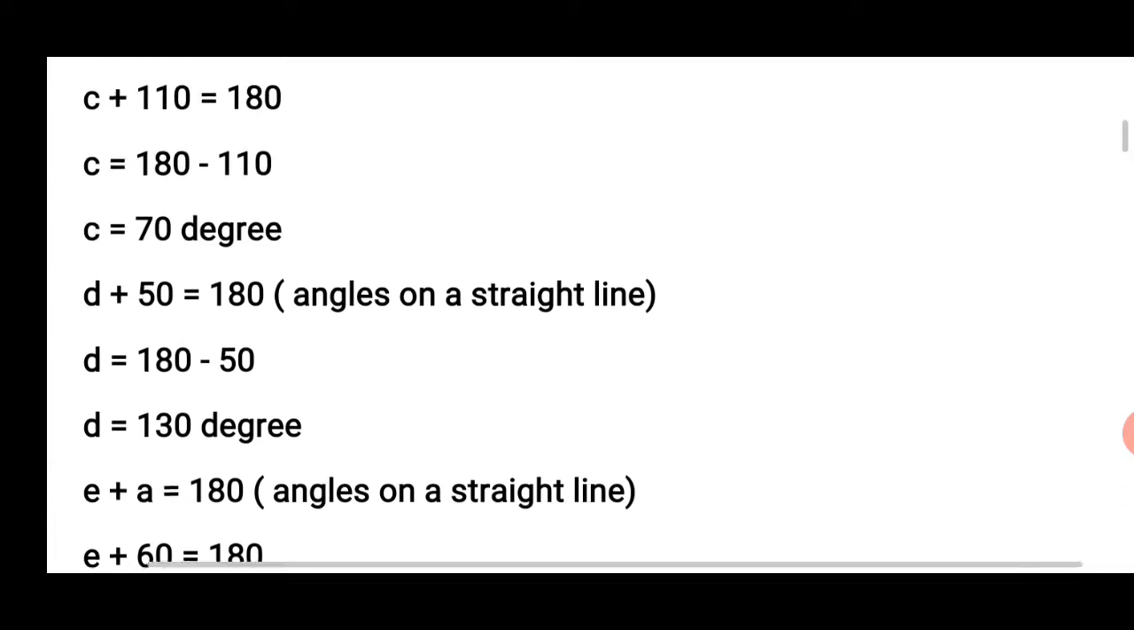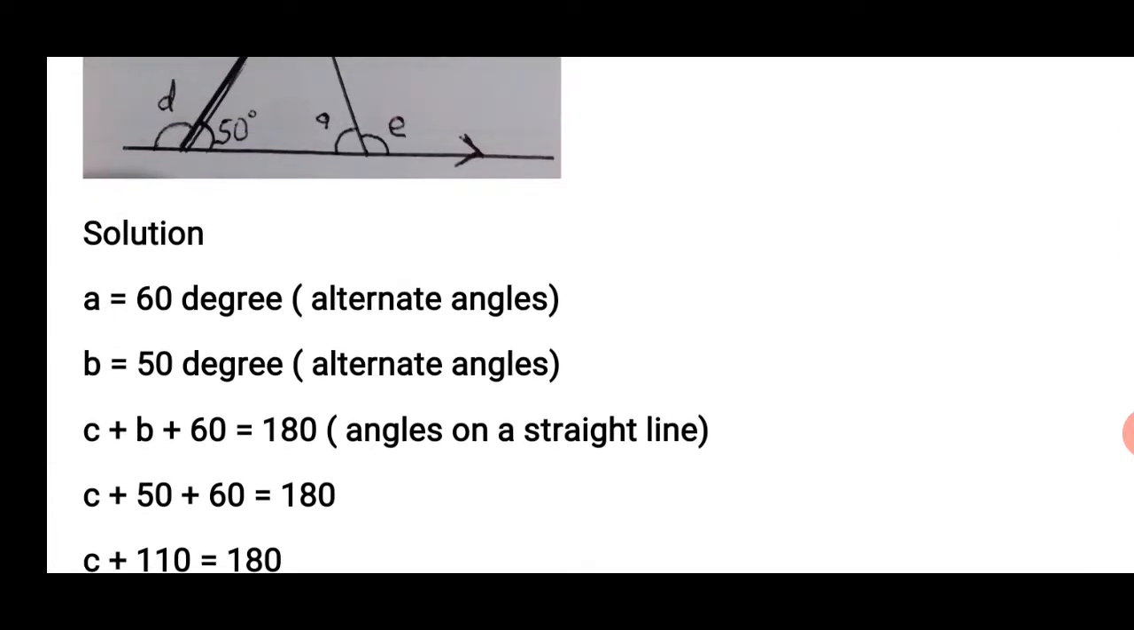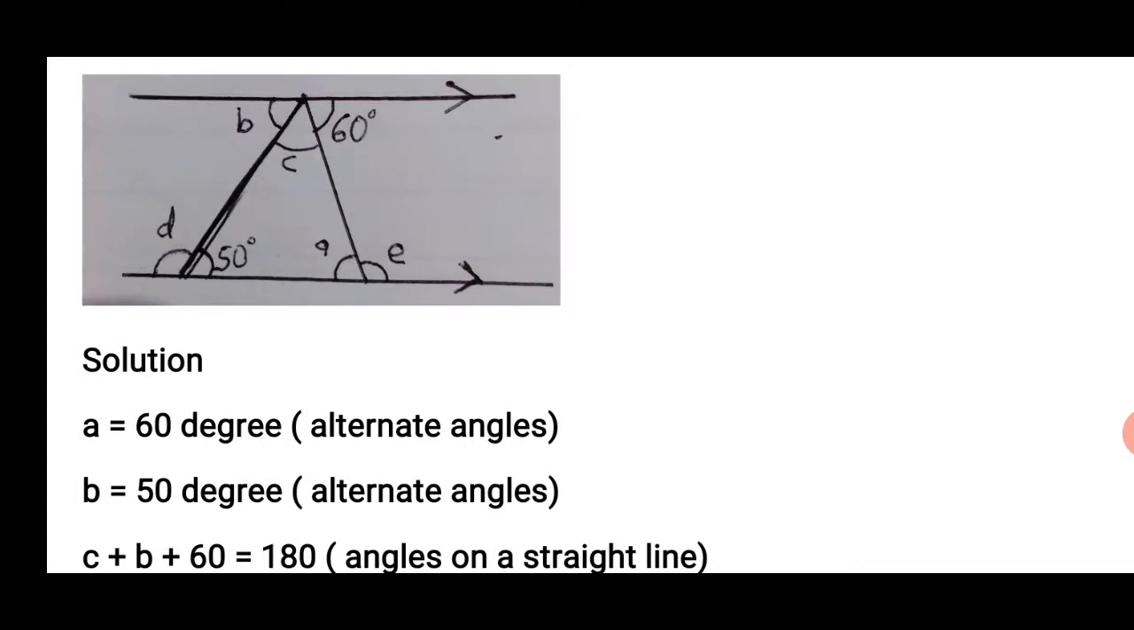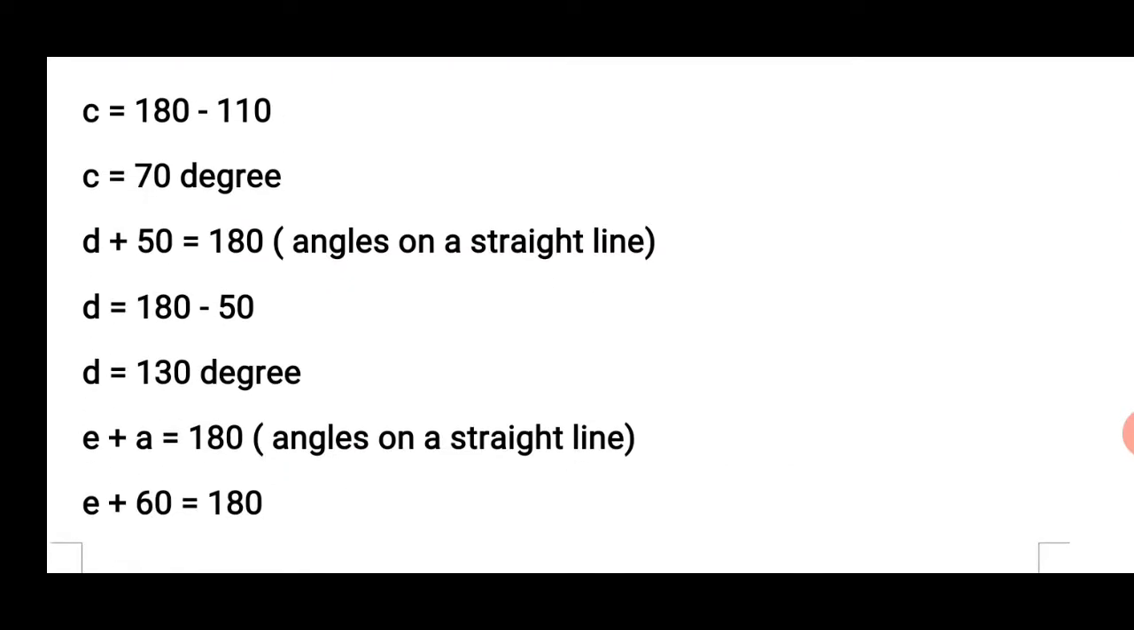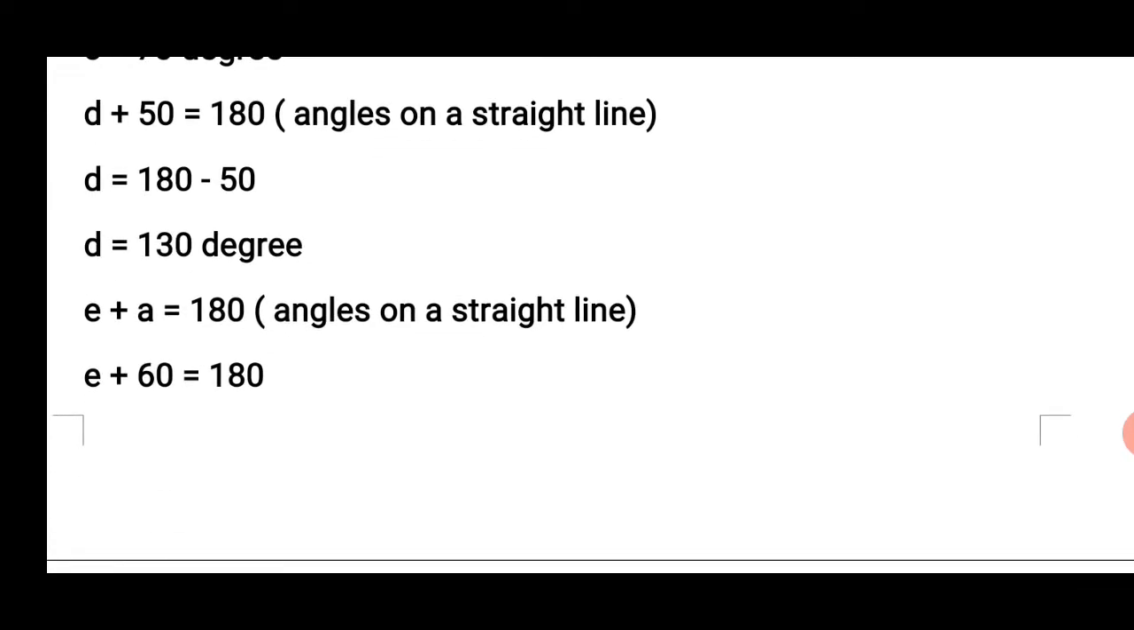Then to find our angle E, just look at the diagram and see where angle E is located. You can see that it is also standing side by side with angle A. That means both of them are on a straight line. So the sum of the two of them will also give us 180 degrees, because the sum of angles on a straight line is 180 degrees. So we have E plus A is equal to 180 degrees, angles on a straight line, and our A is already known. It is easy for us to find angle E.